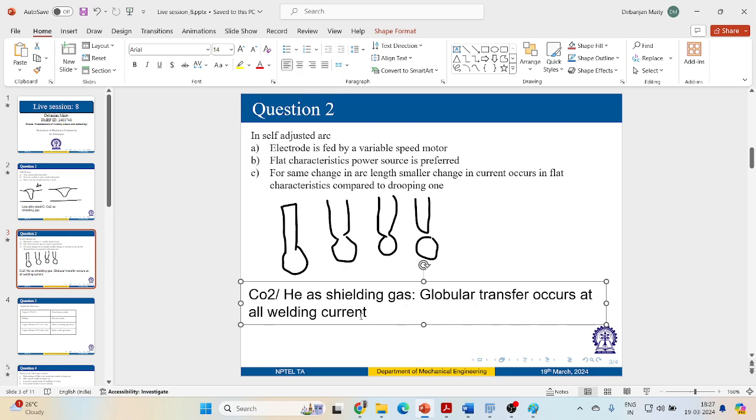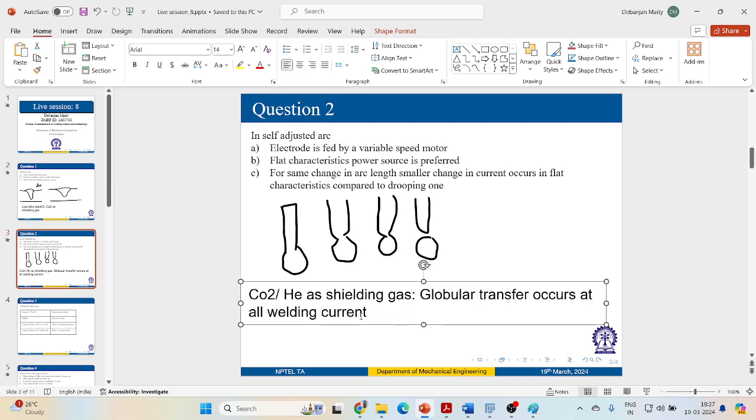And as I already mentioned, a short arc is used in CO2 shielding gas metal arc welding of carbon and low alloy steel to minimize your spatter, right? So this is how it will look like in globular transfer. Now, how will it look like in spray transfer, or when spray transfer occurs?